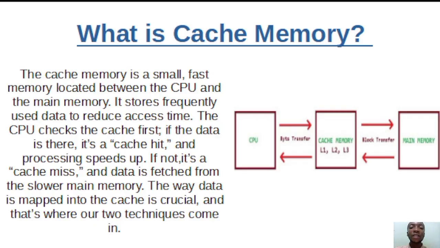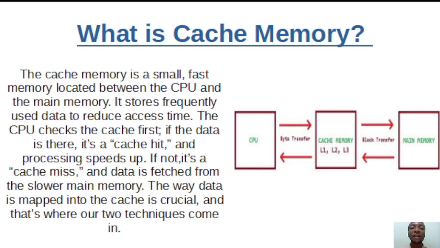Here's how it works. The CPU checks the cache first. If the data is there, it's called a cache hit, and the CPU grabs it instantly, super fast. If the data isn't there, it's a cache miss, and the CPU has to get it from the slower main memory, which takes more time. By storing frequently used data in this fast little memory, cache speeds up processing.